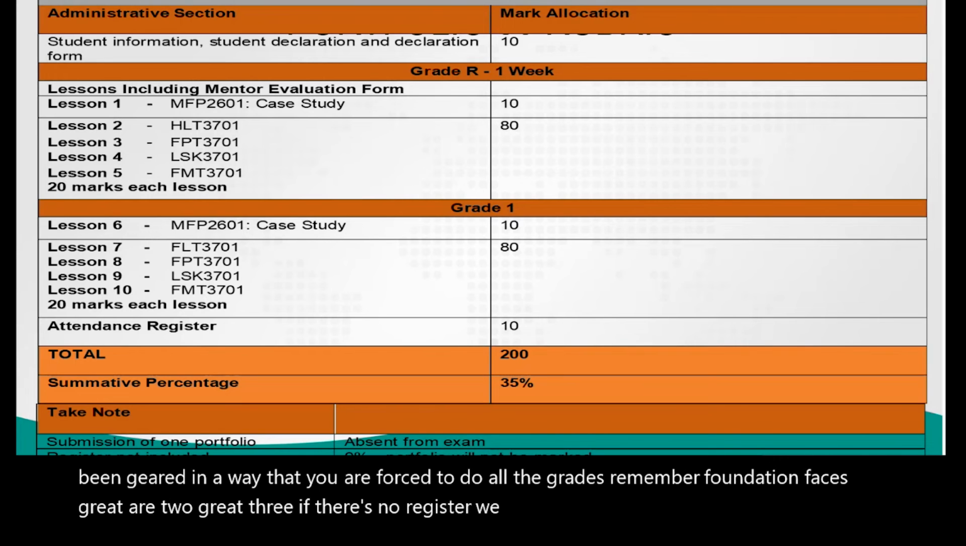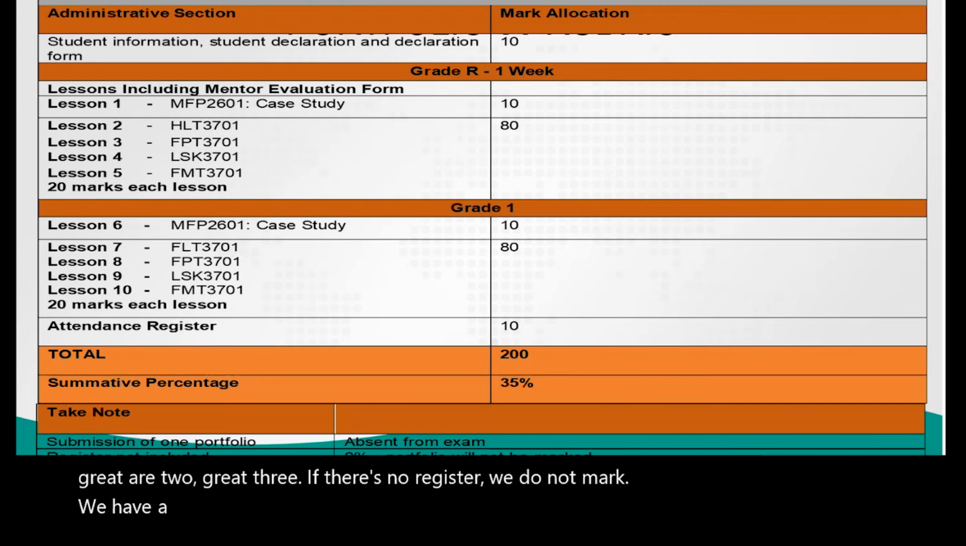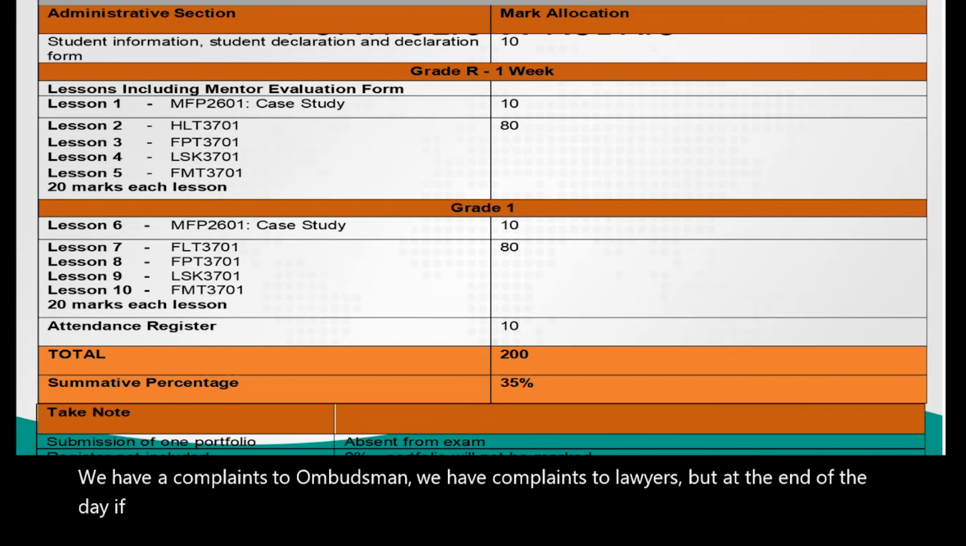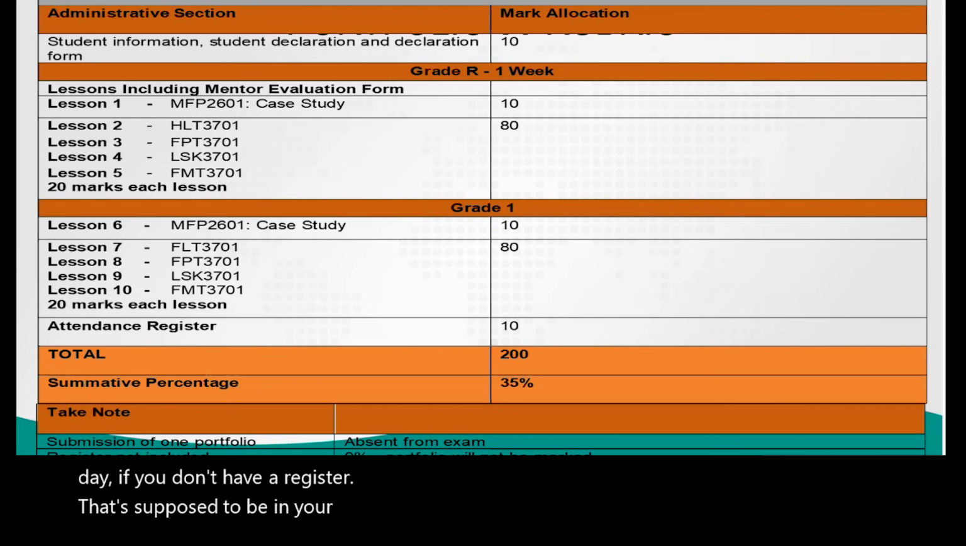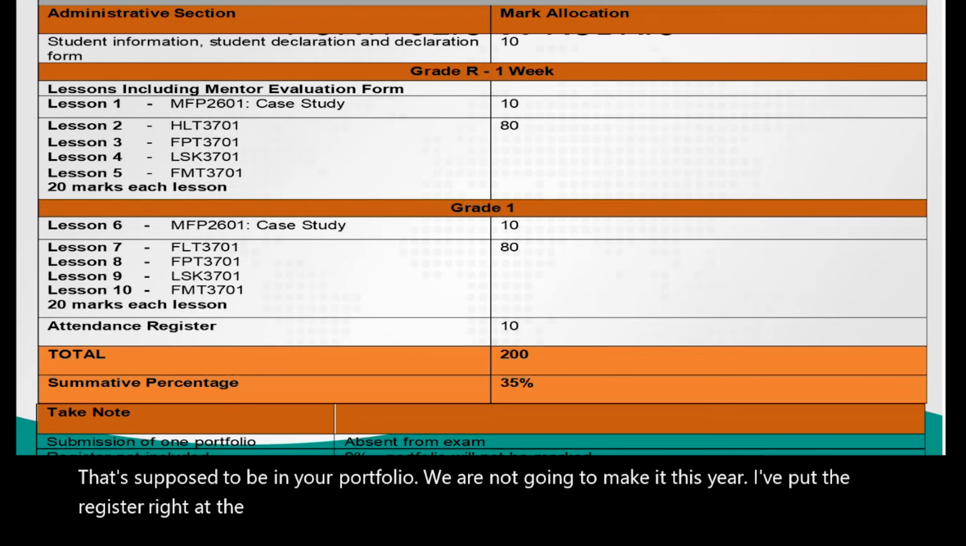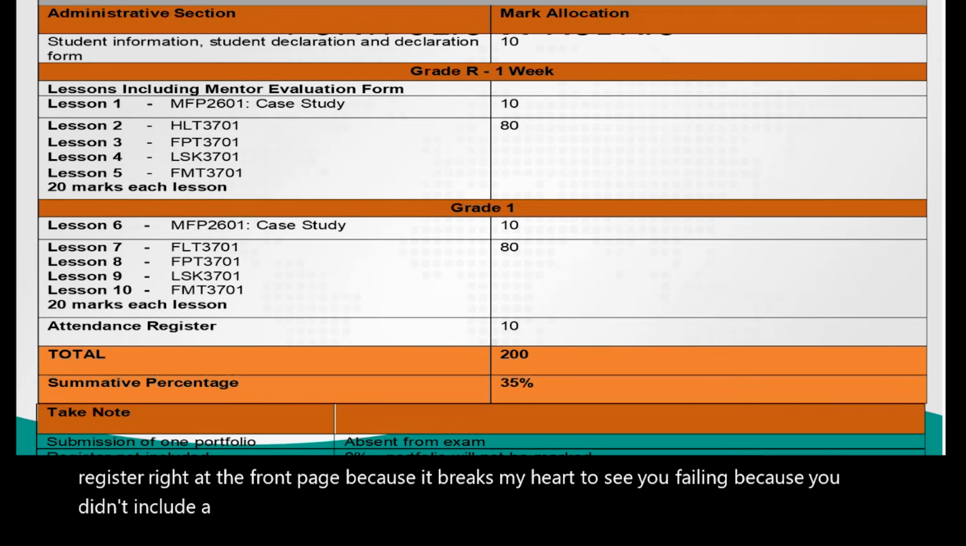If there's no register, we do not mark. We have complaints to ombudsmen, we have complaints to lawyers, but at the end of the day, if you don't have a register that's supposed to be in your portfolio, we are not going to mark it. This year, I've put the register right at the front page because it breaks my heart to see you failing because you didn't include a register. A register is that authentication that you have been to school.